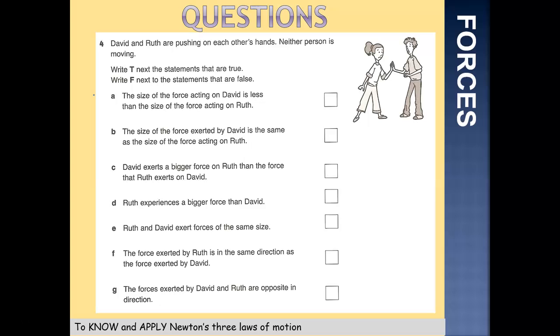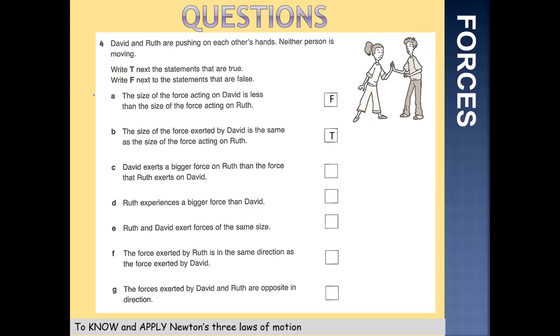Okay, for the answers then. So, David and Ruth are pushing on each other's hands and neither person's moving. There's no overall force there. No resultant force. So, write T next to the statements that are true, F next to false. The size of the force acting on David is less than the size of the force acting on Ruth. Well, that's false. Newton's third law says these are always the same size. The size of the force exerted by David is the same as the size of the force acting on Ruth.